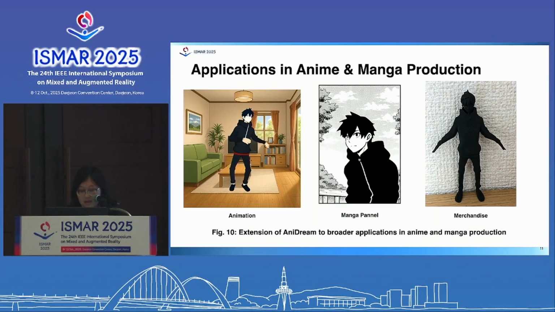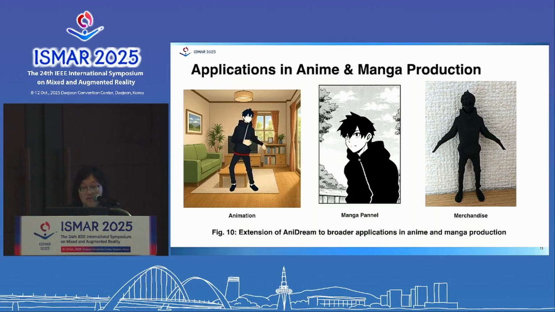Although I know that ISMAR is focused on AR and VR, I wanted to show some other applications of AnyDream within the anime and manga production industry. First of all, our avatars are fully animatable. They are automatically rigged. So what we have here is that an actor is doing dancing movements, and we extract the key points of this actor and render our avatar on top. We also integrated with background.